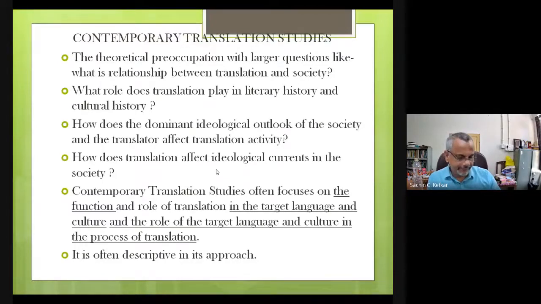And what is this shift? We are no longer interested in just comparing merits or demerits of verbal equivalences, right? That is a very old-fashioned way of doing translation. We are interested in larger questions, like what role did the King James translation of the Bible play in the history of English society and culture? That is a more important question than saying whether the King James version of the Bible is a good translation or a bad translation, right?